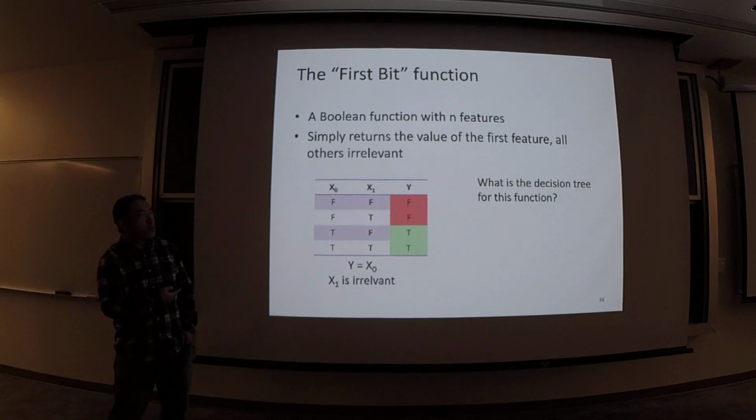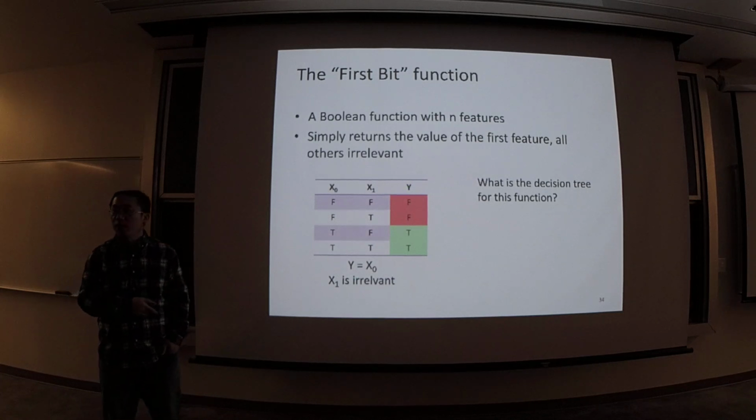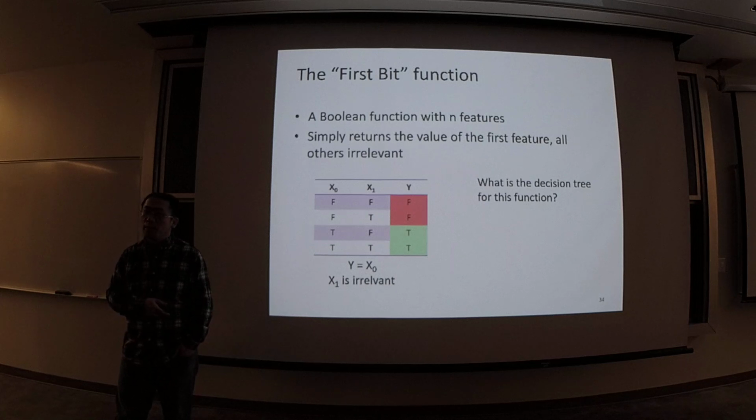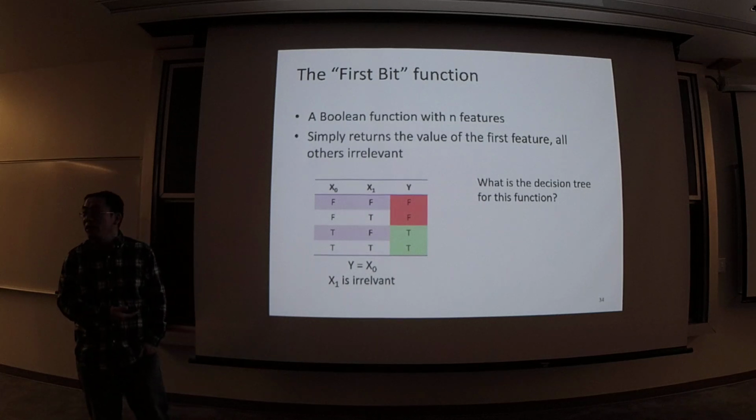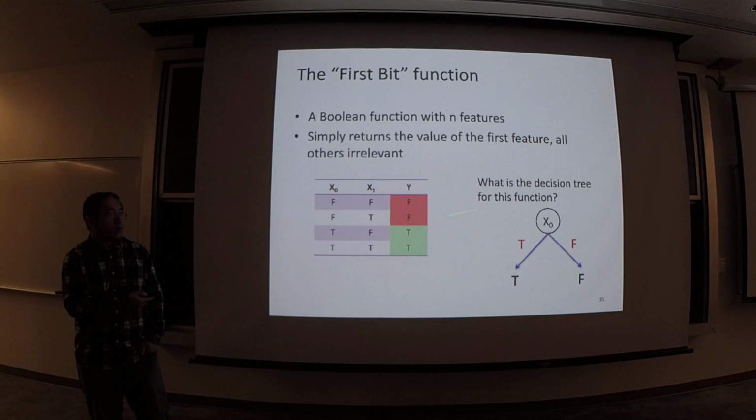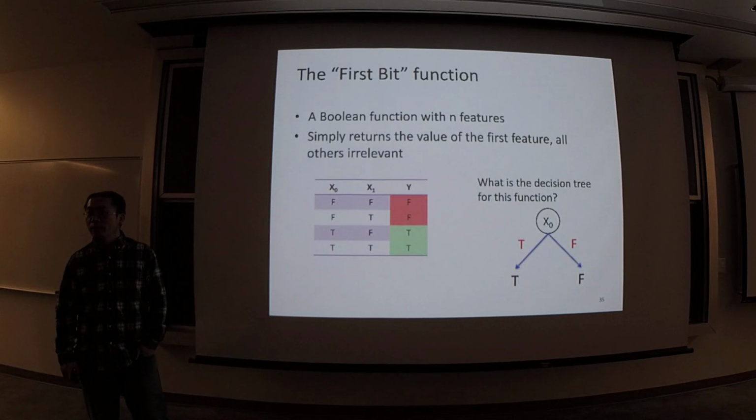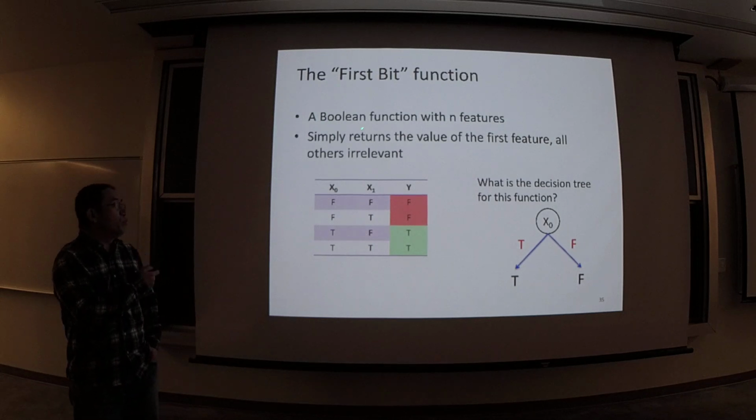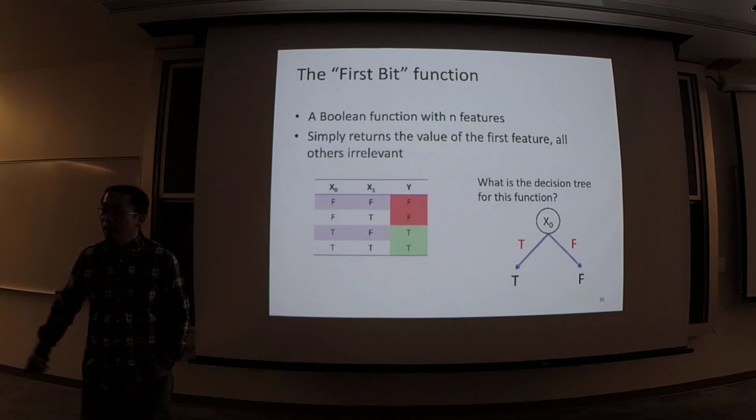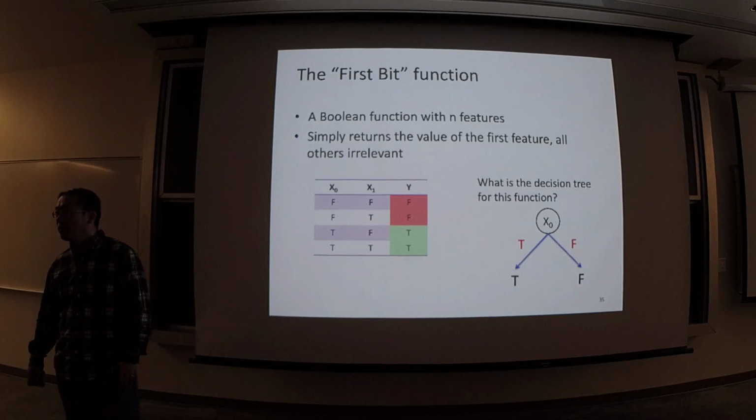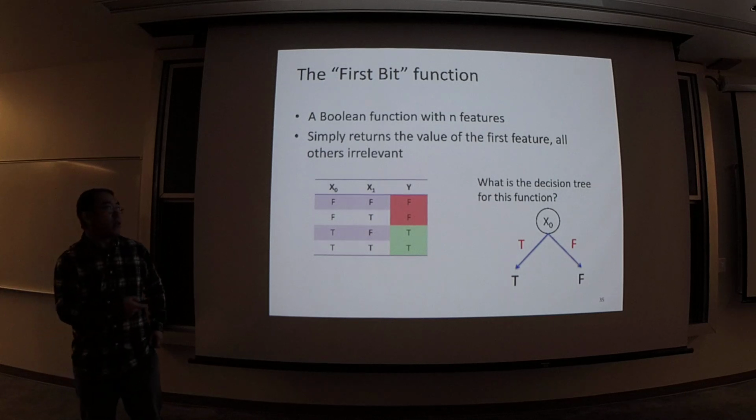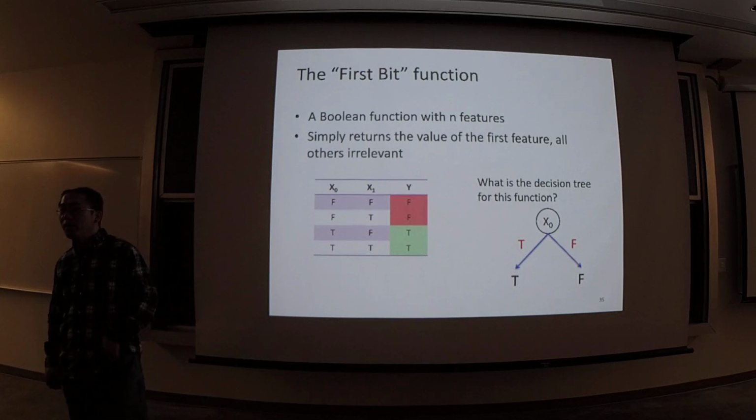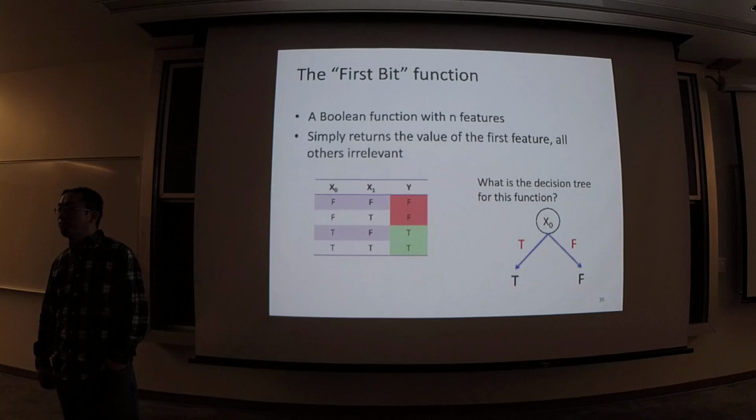So can I construct a decision tree to represent this function? The answer is obviously yes. If you do manual construction, you'll end up with this very simple tree. Actually, we can show that for arbitrary Boolean functions with n features, you can always construct a tree to represent the whole function, meaning to represent the whole 2 to the power of n labeled instances.